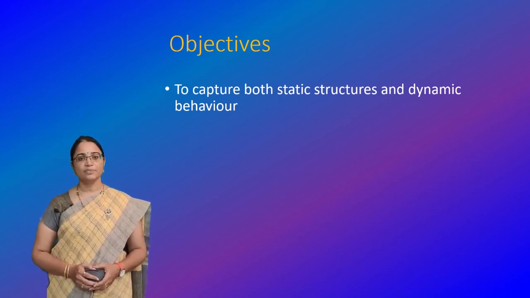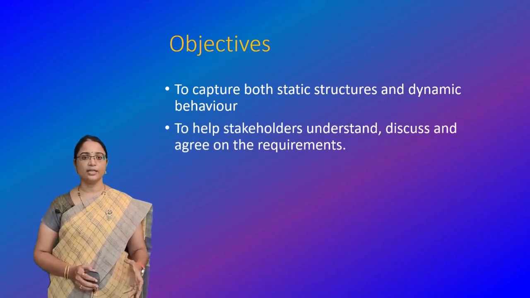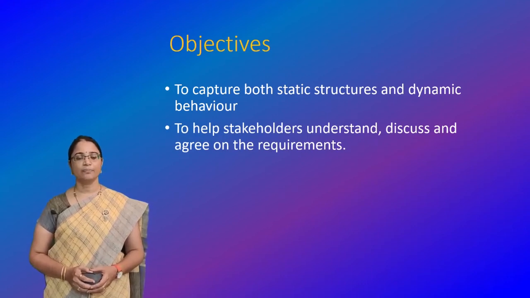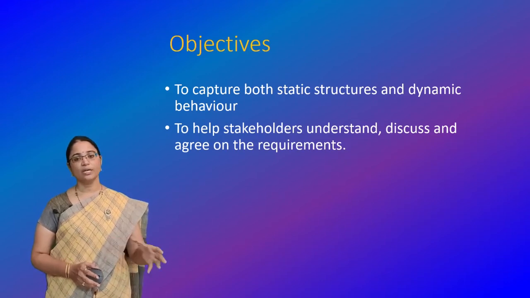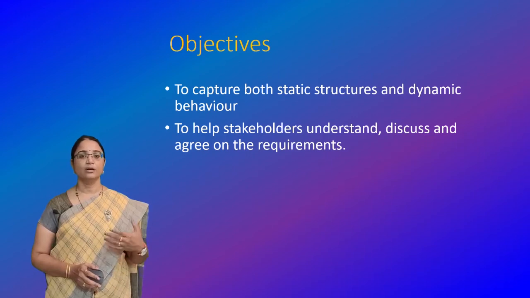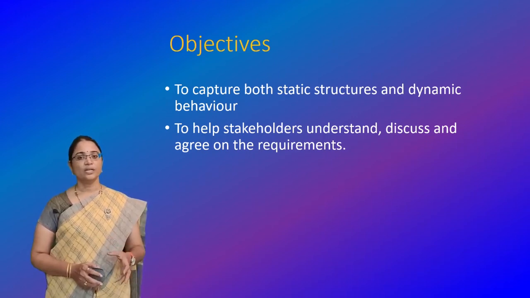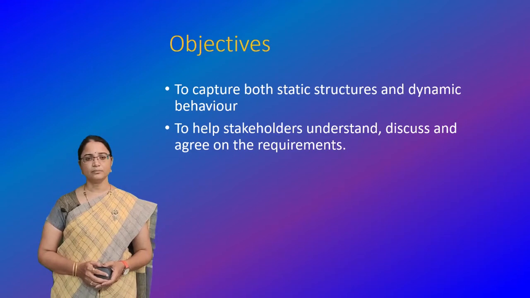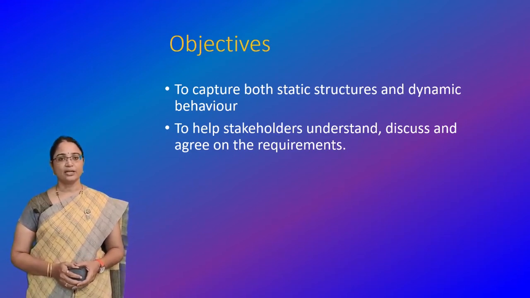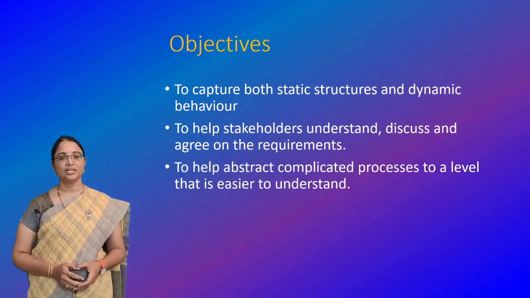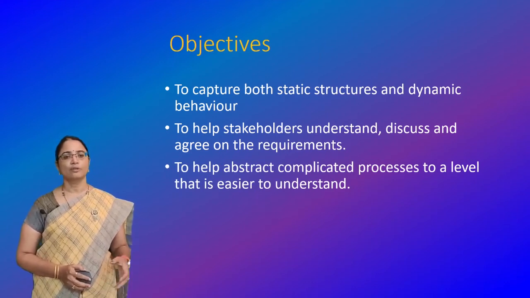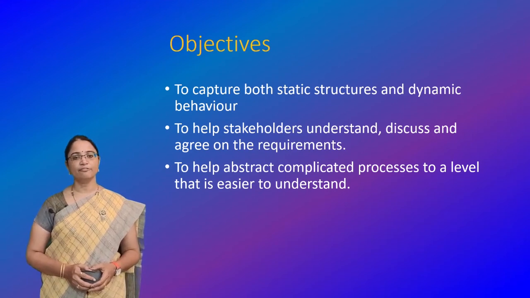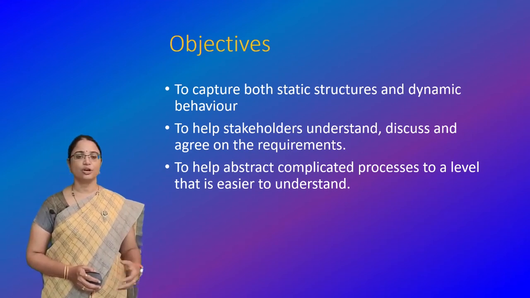UML diagrams can help stakeholders understand, discuss and agree on the requirements. It means by showing the modeling diagrams, we can bring all the stakeholders to a single platform and discuss the project so that we can bring them to a common decision about the project. UML diagrams can help abstract complicated processes to a level that is easier to understand. UML diagrams help facilitate problem solving. So this is regarding the brief advantage of using this UML.